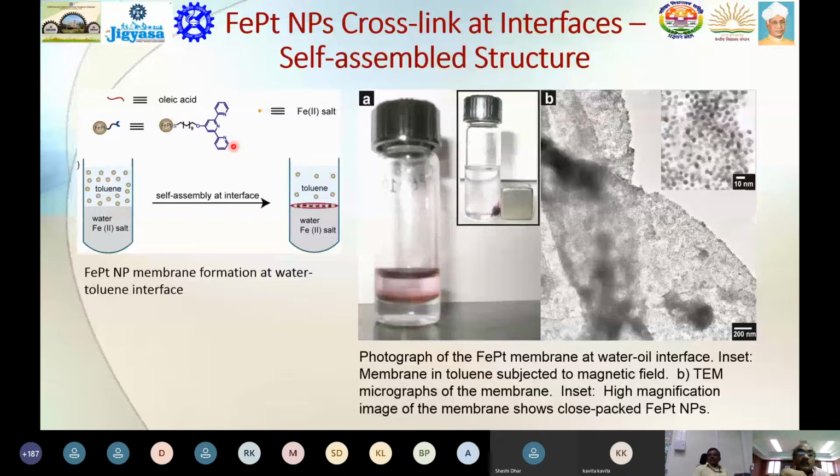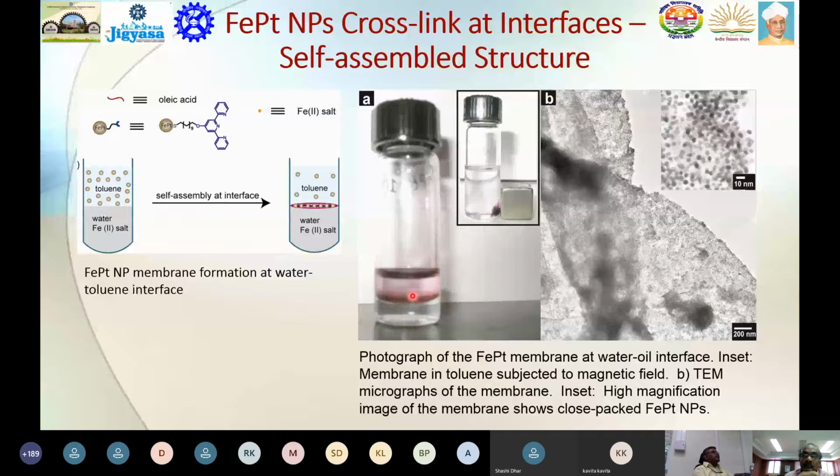So water stays at the bottom, organic phase stays at the top. At the interface, the moment I add a salt, or since the salt is already there, they nicely self-assemble and form what is called a membrane, right? That is what you can see in this image on a glass vial.